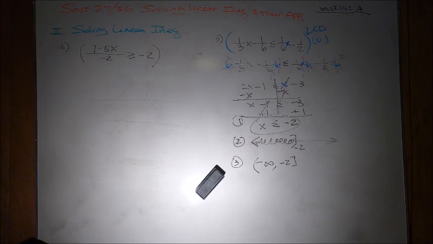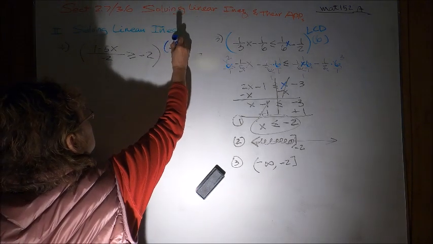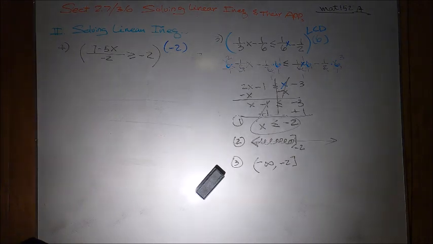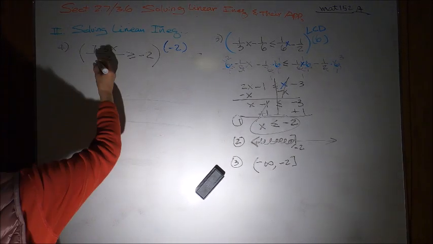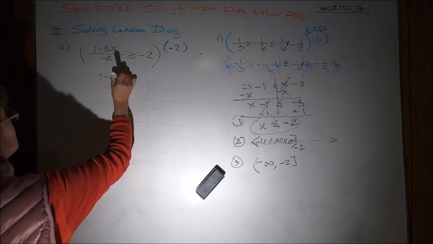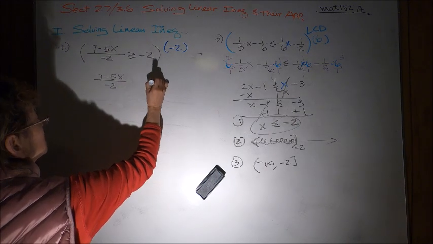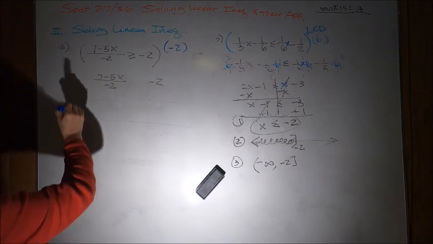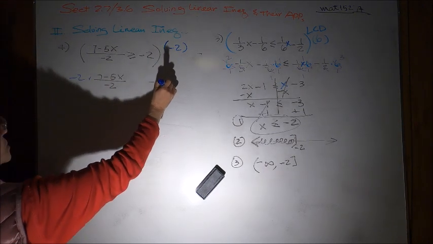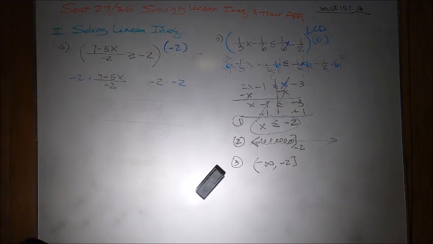How should we start? Get rid of fractions, right? By doing what? Multiply it by negative 2 for everyone. So this one was what? 7 minus 5x, negative 2 and negative 2. Then we are going to multiply this by negative 2 and negative 2.